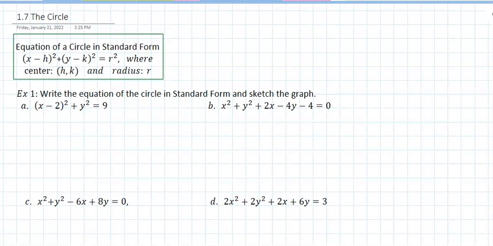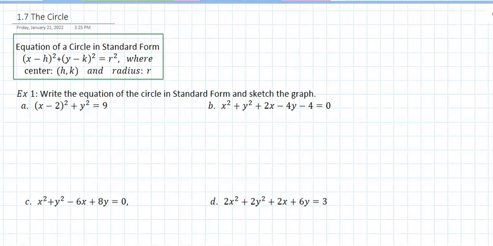Section 1.7 talks about a circle. Circles are probably the least complex graphs of the conics. So conics, we run into circles, parabolas, hyperbolas, and ellipses. Circle is the most straightforward.